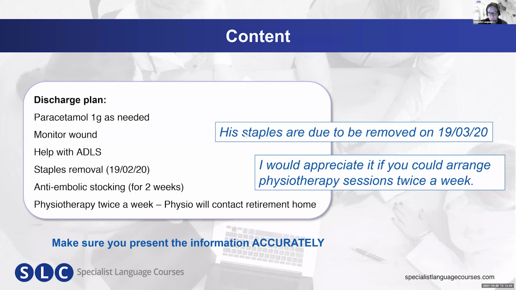So if we look at the first sentence, his staples are due to be removed on the 19th of the 3rd, 2020. What is the error there? There's an error with the date. Yes, so here you've put March, but the case notes say February. So that's an error that would reduce your score.